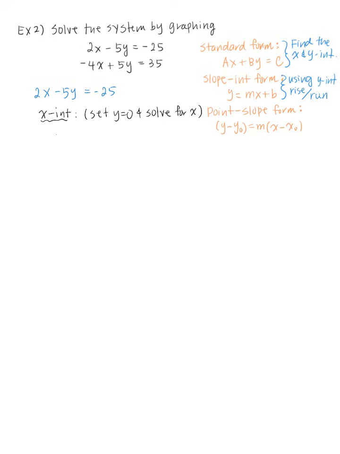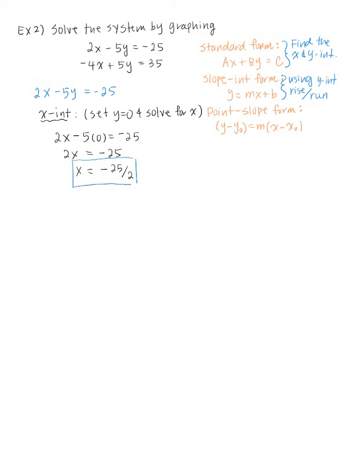So let's do it. You're going to have 2x minus 5 times 0 equals negative 25. So this is 2x equals negative 25, so x is negative 25 over 2. Please keep your answer in exact form. Exact form means fraction. Do not convert this into a decimal. All right, so that's the x-intercept for the first equation.